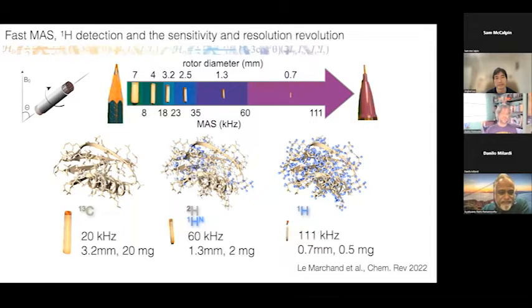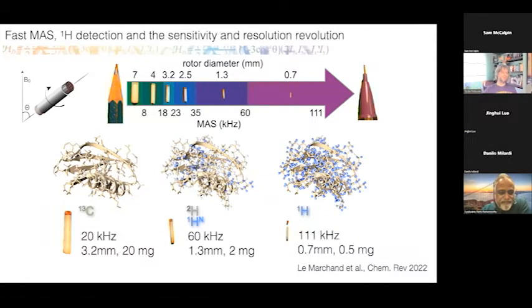Now, the news in this area is that the solid state NMR field has undergone a revolution over the last few years. A revolution based on the development of rotors, the sample holders used in NMR, which are smaller and smaller and capable of spinning the sample around the magic angle faster and faster. So the commercial rotors produced by Bruker, exemplified here, now go up to 111,000 hertz.